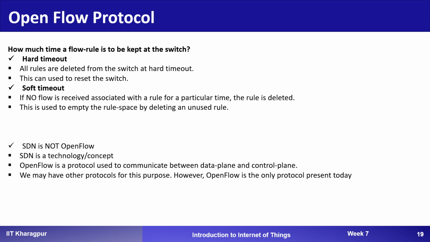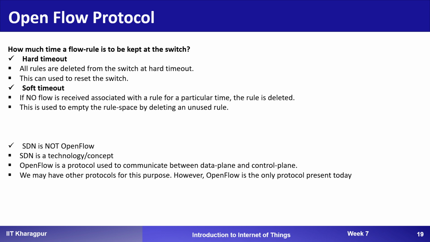Now, how much time a flow rule is to be kept at a particular switch? In order to decide that, two timeouts are used in your OpenFlow protocol. First one is your hard timeout and second one is your soft timeout. In case of your hard timeout, all the rules are deleted from the switch whenever your hard timeout occurs. This can be used in order to reset the switch. So whenever a hard timeout occurs, all the rules will be deleted and new rules are placed at your switch.